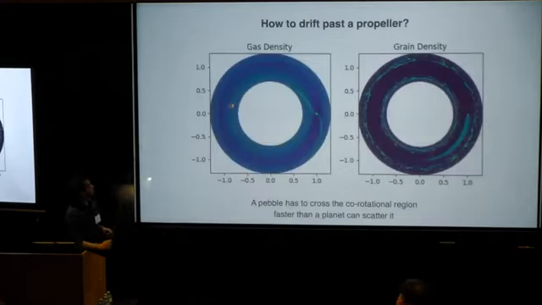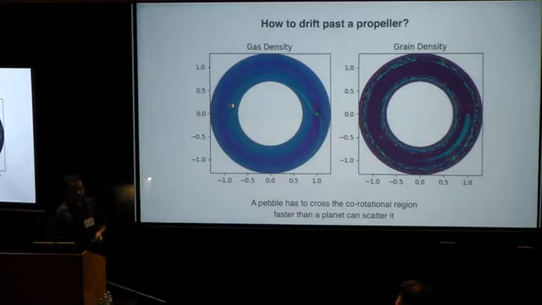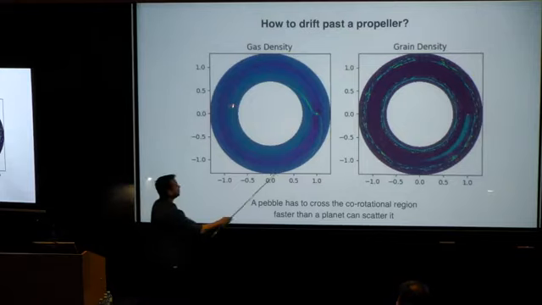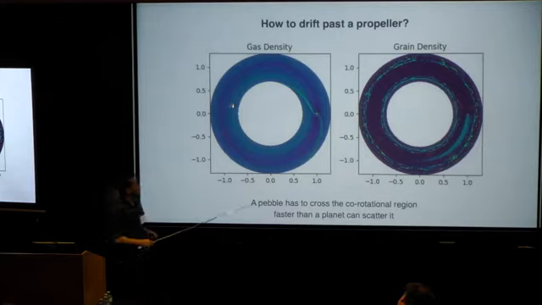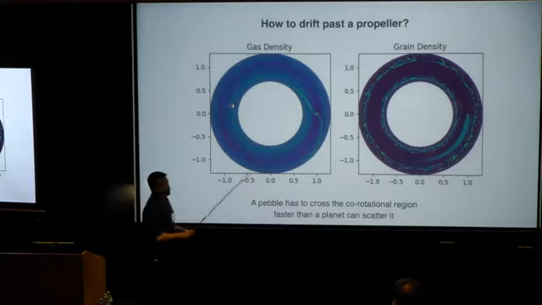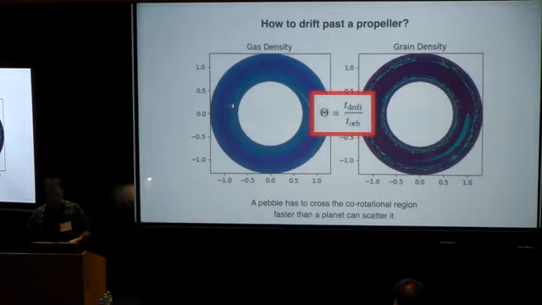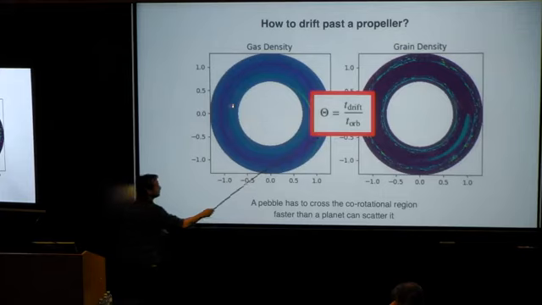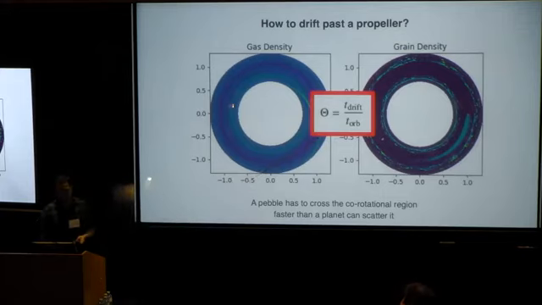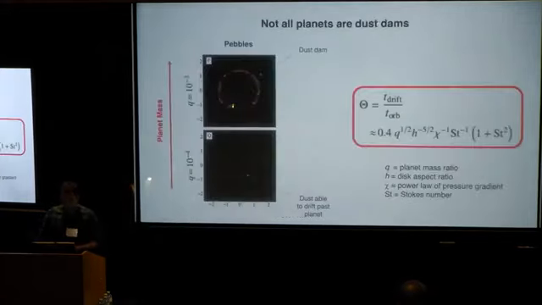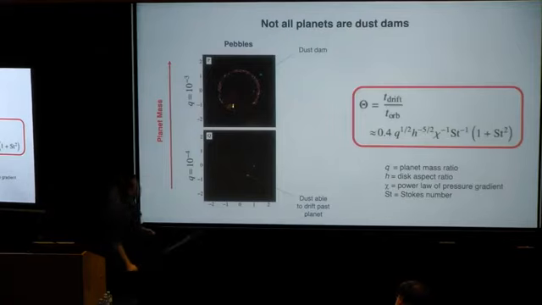What's going on is a competition between the drift time and the orbital time, right? The dust is drifting inwards, the planet is going around. If the dust drifts so fast that the planet does not have time to go back, the dust will drift past it, right? So you can estimate this, the drift time against the orbital time, and so you can analytically estimate.